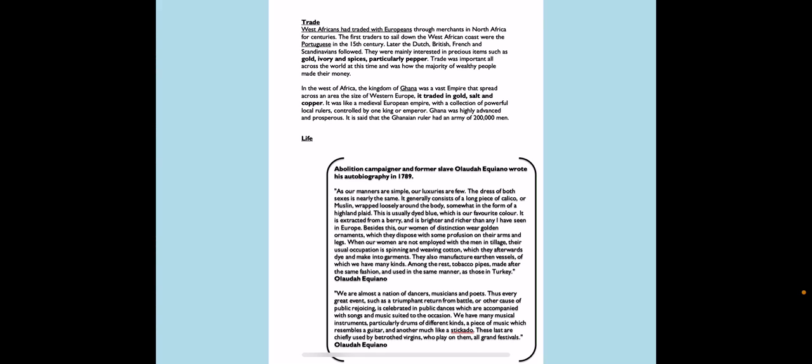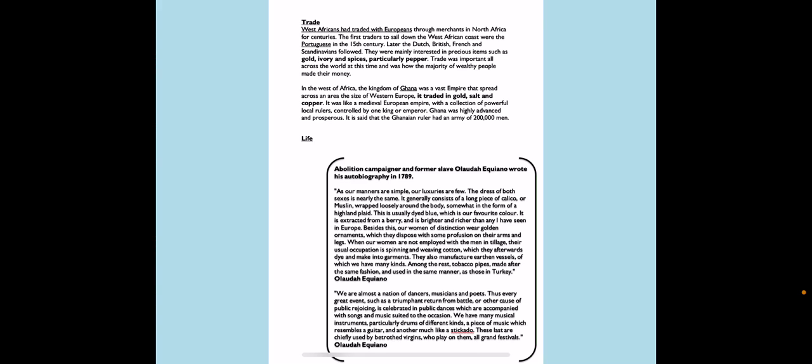So, trade. West Africans had traded with Europeans through merchants in North Africa for centuries. The first traders to sail down to the West African coast were the Portuguese in the 15th century. Later, the Dutch, British, French, and Scandinavians followed. They were mainly interested in precious items such as gold, ivory, and spices, particularly pepper. Trade was important all across the world at this time, and was how the majority of wealthy people made their money.